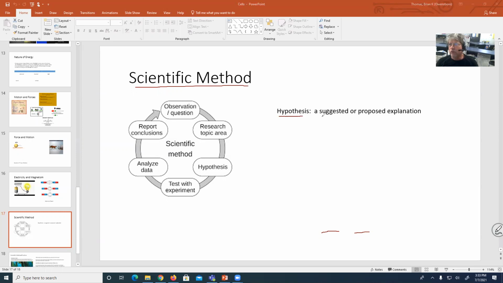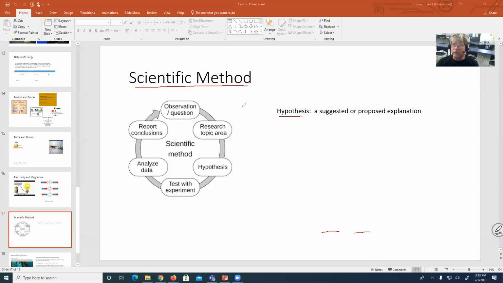One of the keys to the scientific method is what they call the hypothesis. The hypothesis is going to be a suggested or proposed explanation. In other words, they don't know that this is going to work, but they're going to make a try at it. Sometimes this is referred to as an educated guess. So, a suggested or proposed explanation. That doesn't mean the explanation is going to be true. The goal is that they're hoping they can prove that they're right and come up with the solution.